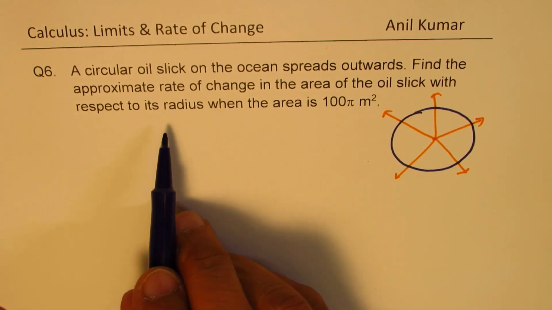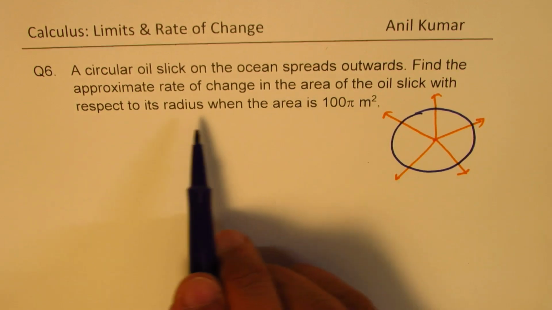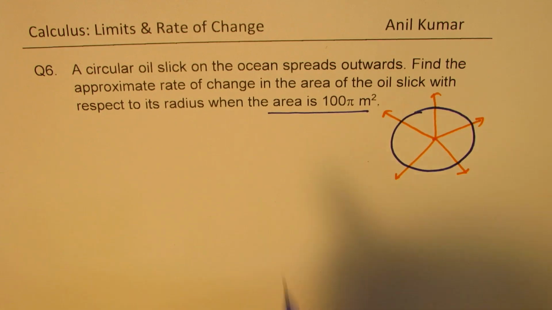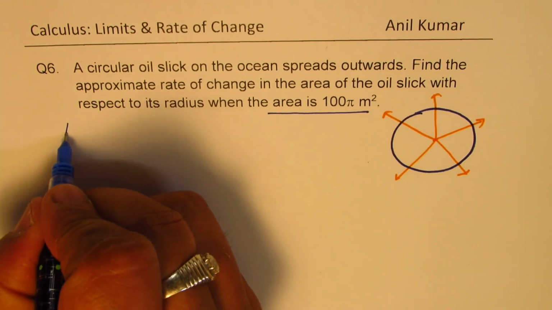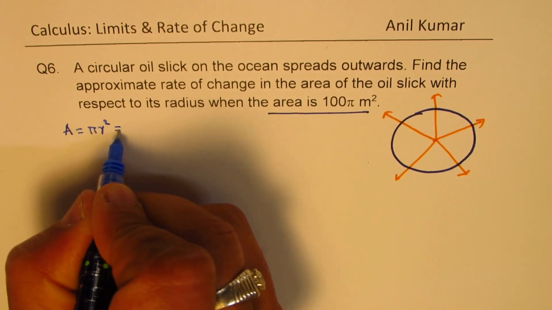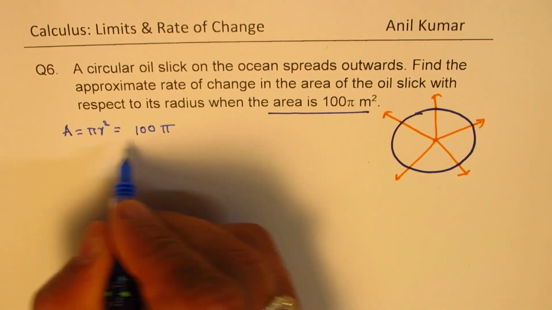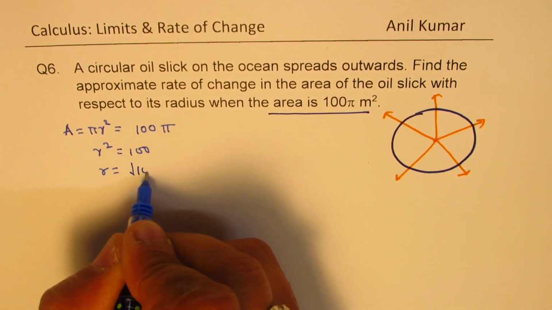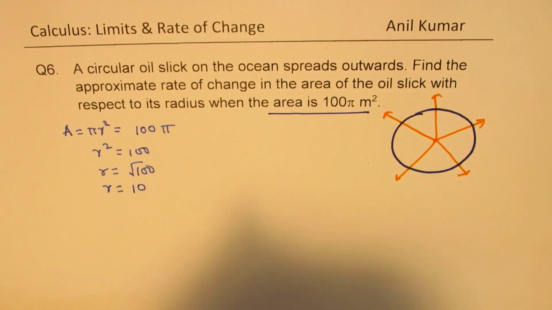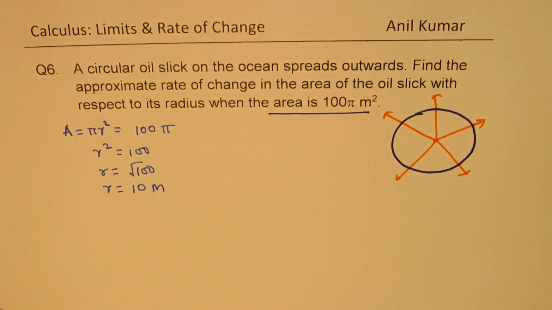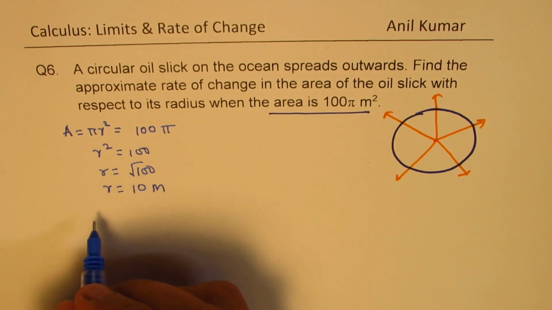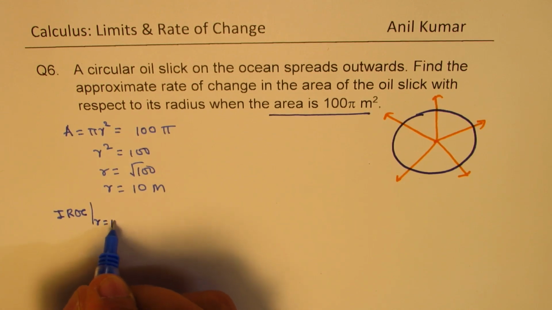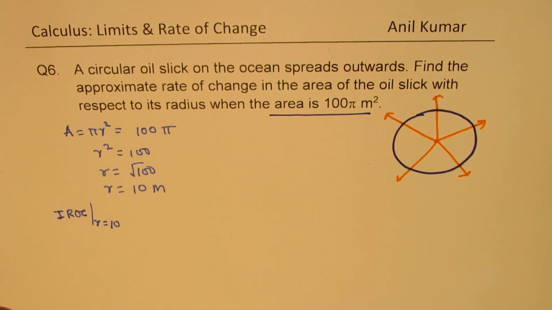We are given that we need to find the rate of change when the area is 100 pi meters square. So at that time, first you find the radius. We're given area, which is pi r square equal to 100 pi. So that gives me r square is 100, or r equals the square root of 100. So r equals 10 meters, correct? So now the question is that we want to find the instantaneous rate of change when r equals 10. Do you understand? That is what the question is.